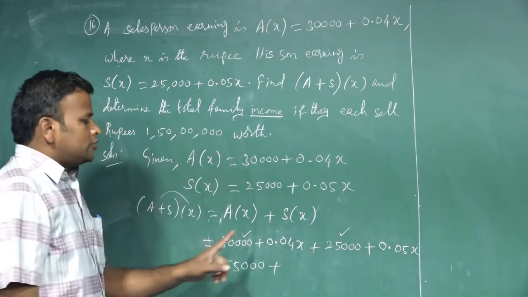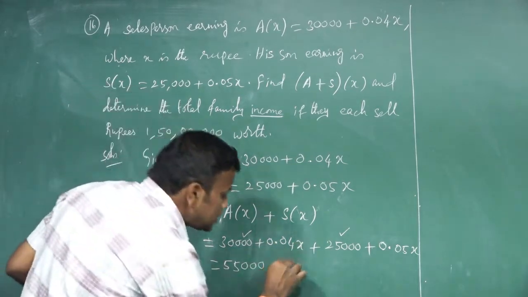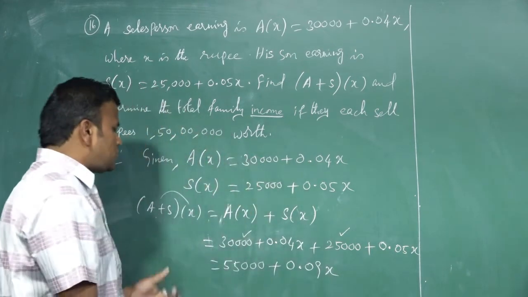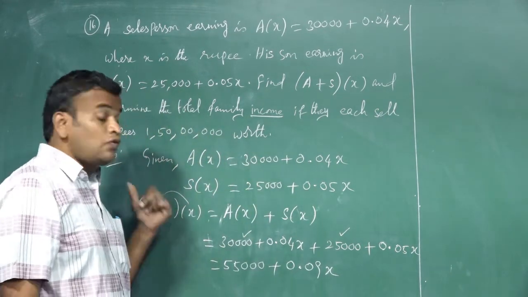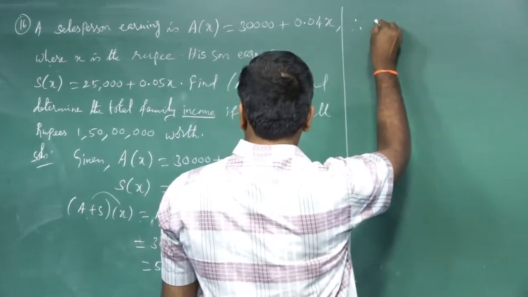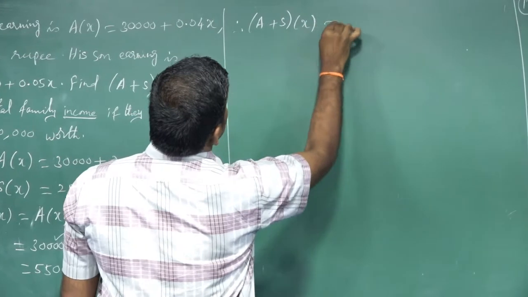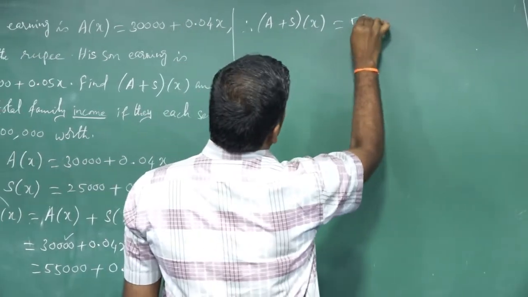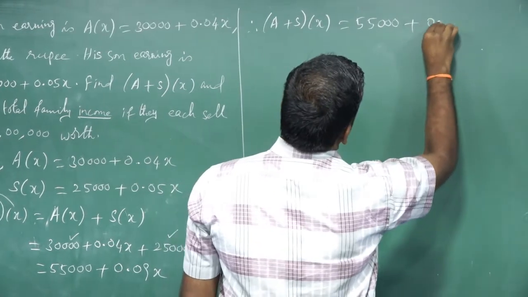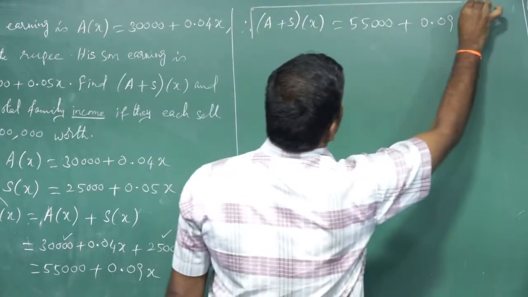Plus 0.04x plus 0.05x. Add, we get 0.09x. So it is a value of A plus S of X. Okay. Therefore, A plus S of X, that value is 55,000 plus 0.09x. First one answer is over.